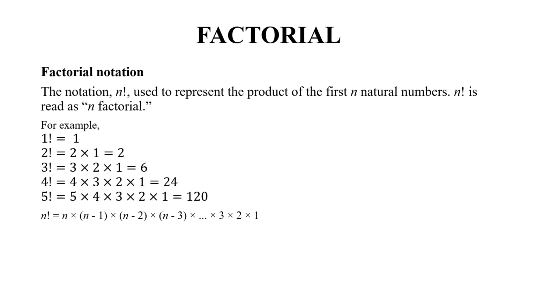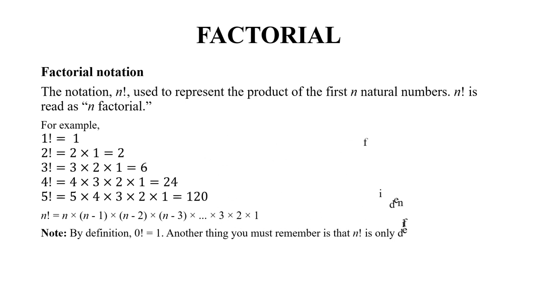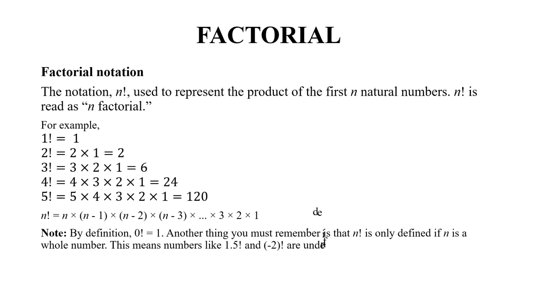It is important to note that 0 factorial is equal to 1. Also, n factorial is only defined if n is a whole number. It means they will be undefined if you try to find factorials for numbers like 1.5 and -2. We will talk more about factorials in the next lecture.